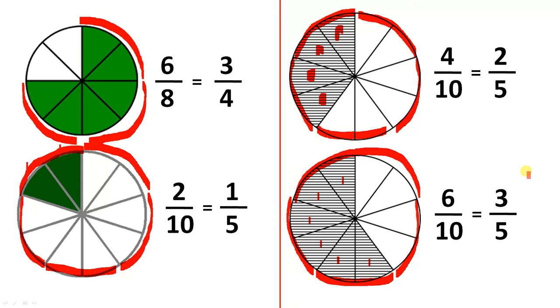So in this section we've looked at shading of given diagrams. They mainly represent pizzas, and we've seen how to simplify the fraction.